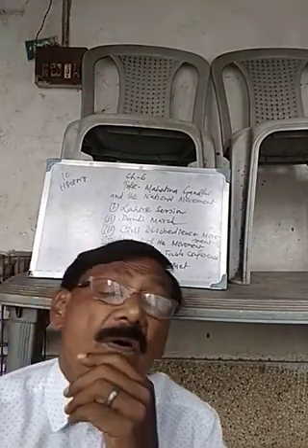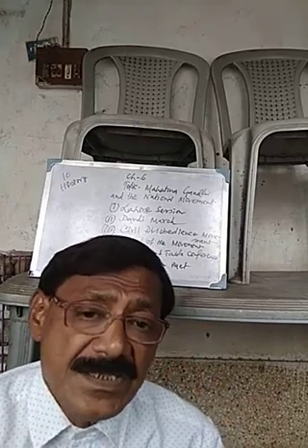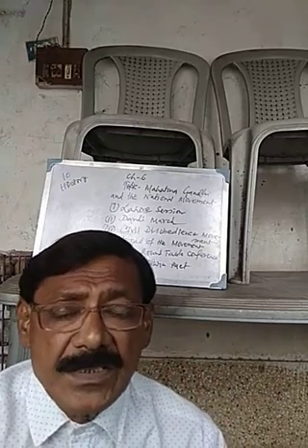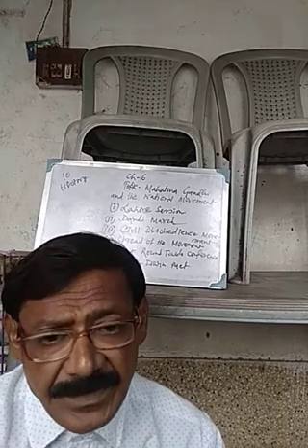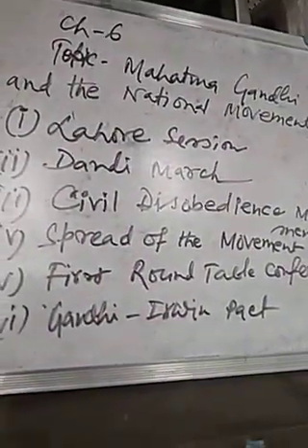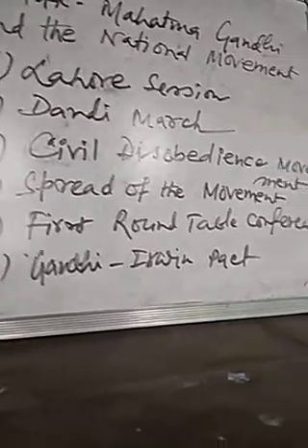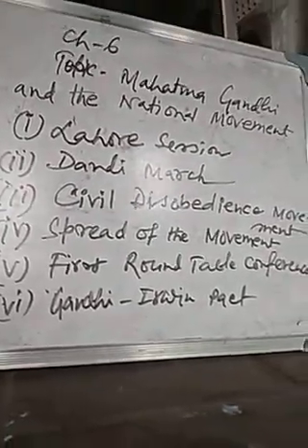Today's class is a lesson as I started teaching Mahatma Gandhi and the national movement. The points I have mentioned on the board, please look at them. First point, the Lahore session; second, Dandi March; third, civil disobedience; fourth, spread of the movement; fifth, first Round Table Conference; and sixth, Gandhi-Irwin Pact. First one, Lahore session.